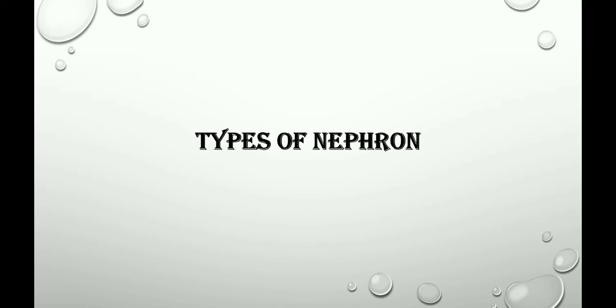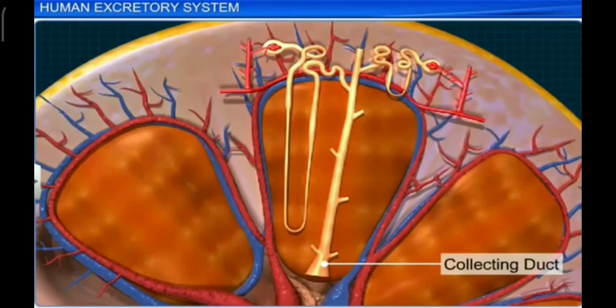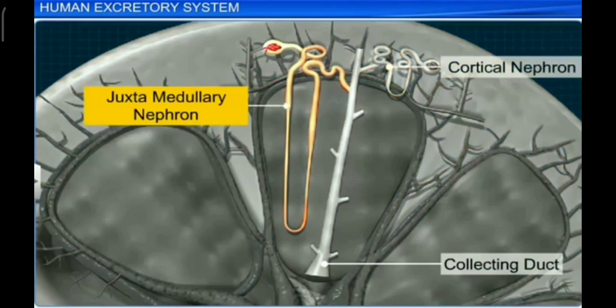Types of nephrons. There are two types of nephrons in the human kidney. They are the cortical nephron and the juxtamedullary nephron.